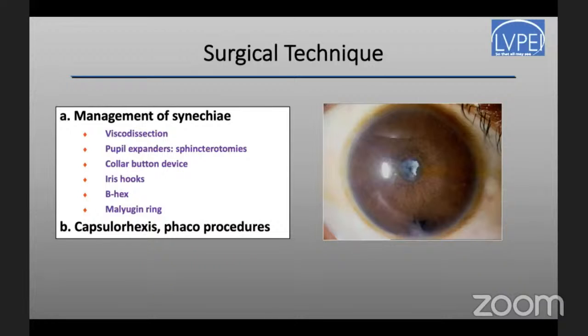So we have to use some technique or other to expand the pupil. This can be as simple as sphincterotomies using Vannas or micro scissors. We can use collar button devices such as Kuglen hooks, as well as iris hooks, to keep the pupil dilated throughout the surgery. And we can use rings such as the Be-Hex ring or the Malyugin ring. The capsular rhexis and the other phaco procedures are pretty much similar to most of the other phaco surgeries that we are so used to.